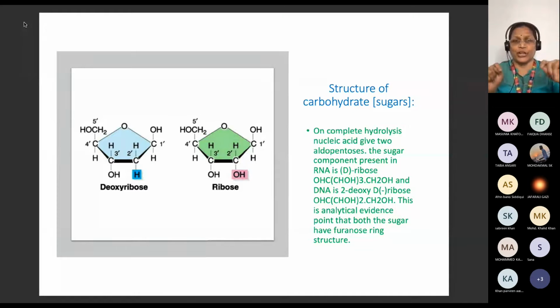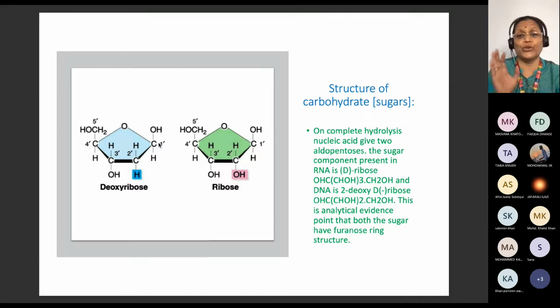Nucleoside means base plus sugar. Nucleotide is what? Just add phosphate to that, so it is BSP. Nucleic acid is a polynucleotide, BSP n times: base, sugar, phosphoric acid. Now we are going to go for each and every factor of this nucleic acid. First of all, we go for the sugar.